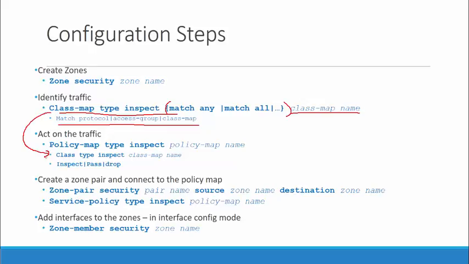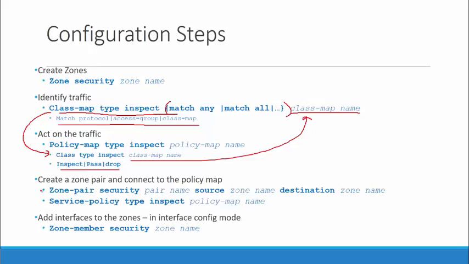So our policy map type inspect, and then class type inspect, and it will be whatever you named it. It'll be whatever this name is up there. So I'm going to call my class map in the second step. I'm going to call it in my policy map, and then I'm going to decide what I want to do with it. And again, I can inspect it, pass it, or drop it.